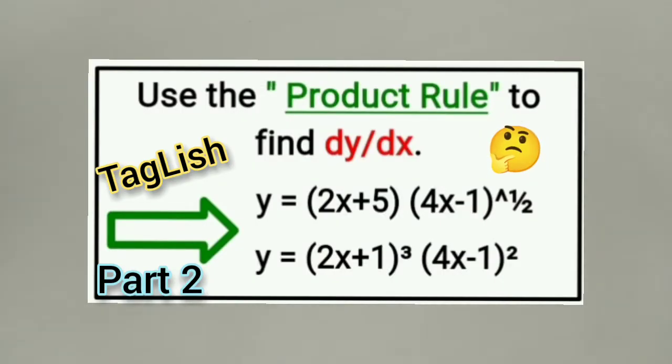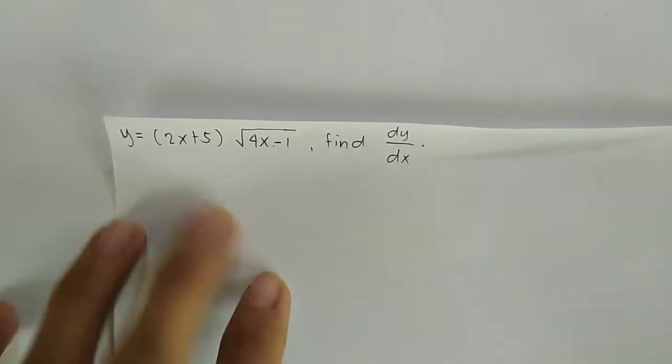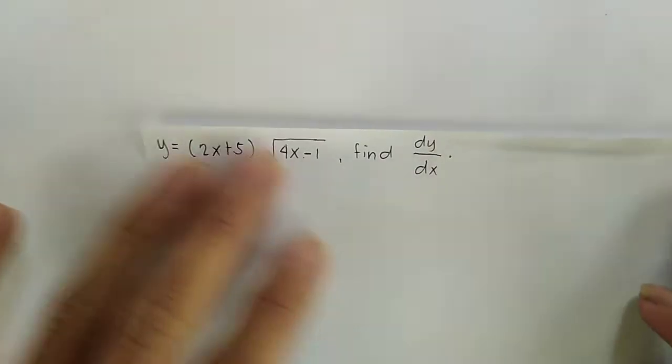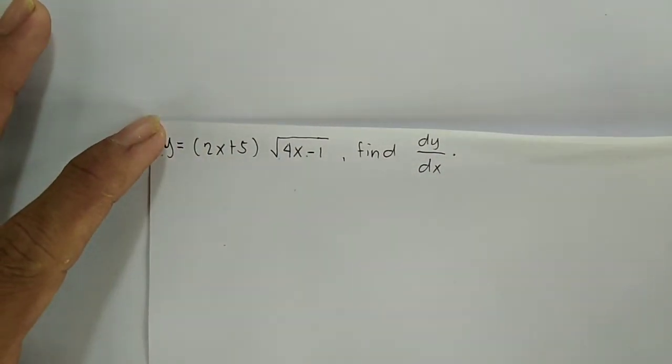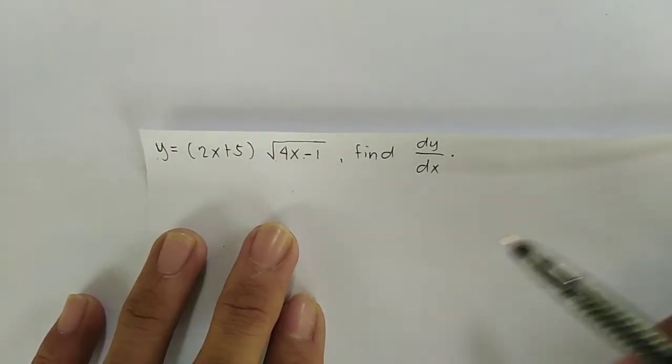So in this video, pag-uusapan natin kung paano kunin ang isang derivative ng function gamit ang product rule, isa sa mga rule ng differentiation. So narito ang unang halimbawa. So y is equal to the quantity of 2x plus 5 times square root of 4x minus 1.